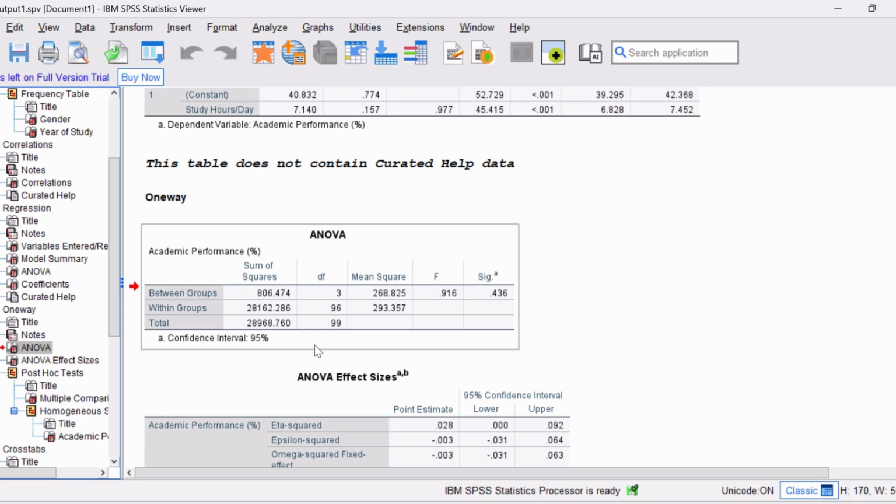Next, we conducted a one-way ANOVA. The purpose of ANOVA is to determine whether the average academic performance differs across multiple groups. So in this study, we compared academic performance across the 4 years of study. The ANOVA produced an F value, shown here, of 0.916 and a p-value of 0.436. Because the p-value is greater than 0.05, this result is not statistically significant, which means that there is no evidence that academic performance differs between first year, second year, third year, and fourth year students.